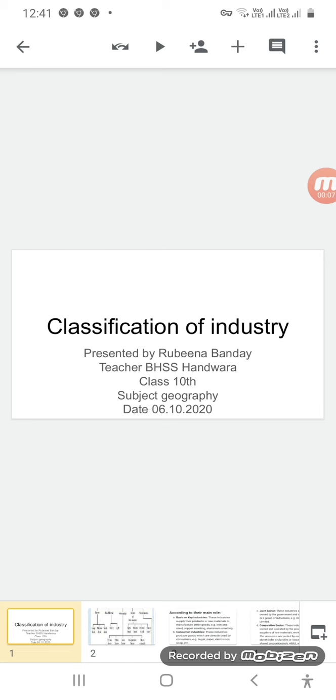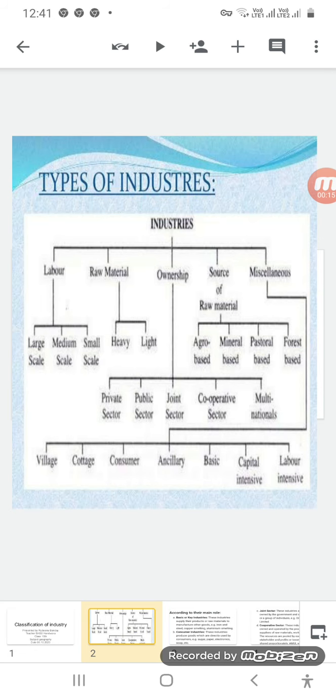The topic for today's video would be classification of industry. We will classify the industries on the basis of different aspects. Like you can see here, there are various types of industries. We can classify industries on the basis of labor, on the basis of raw material, on the basis of ownership, on the basis of source of raw material, and miscellaneous reasons.